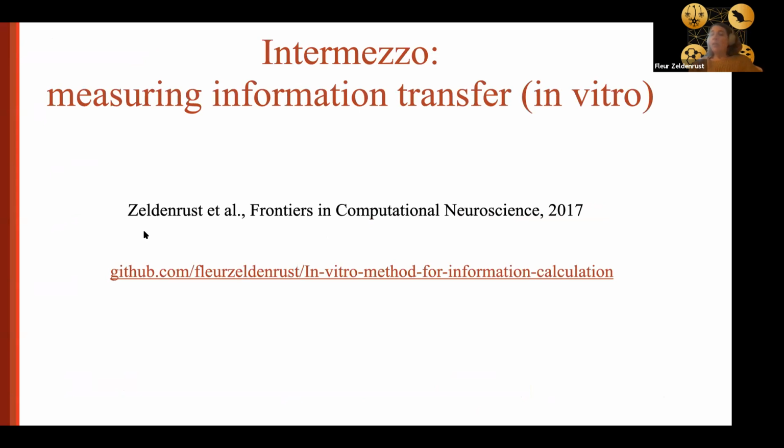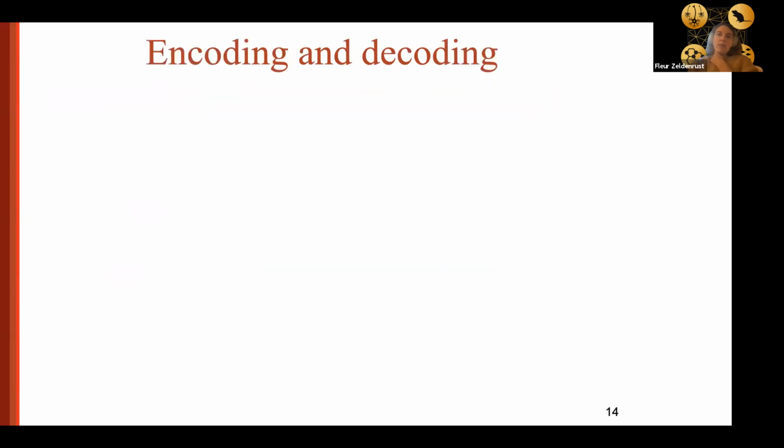So to do that, we needed obviously to measure information transfer in these neurons. Basically, you give them an input and you see how they spike, and then you ask, how much information about the input is there in the output spike train? But the problem is as follows, and we had to develop a new method for that.